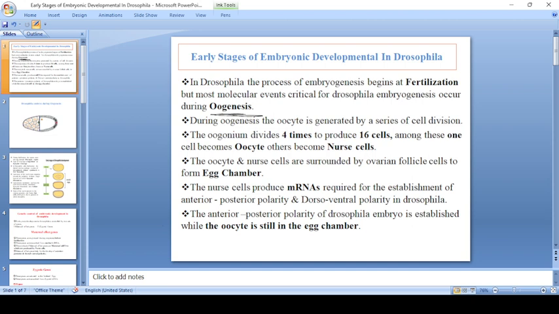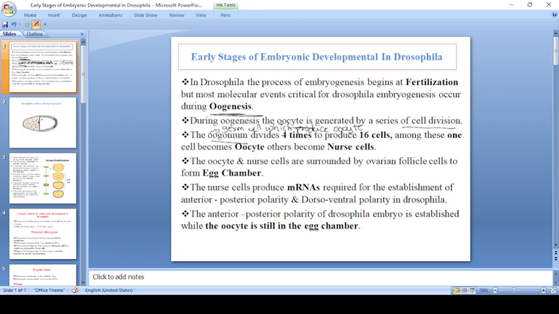stage. During oogenesis, the oocyte is generated by a series of cell divisions. This oocyte will be produced from the oogonium. What is this oogonium? Oogonium is nothing but the germ cell which produces the oocyte.